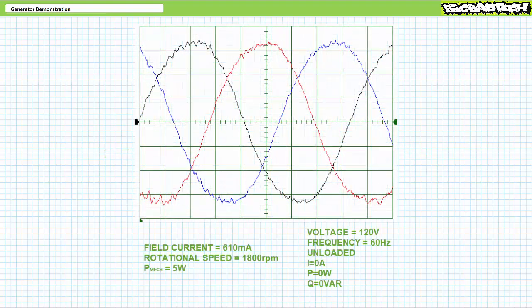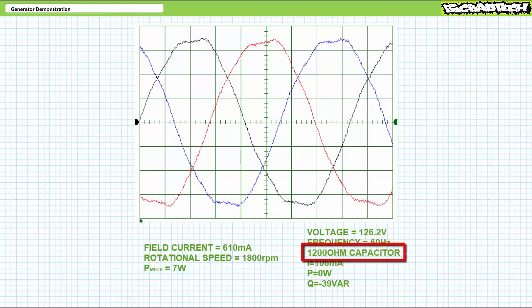We begin in the unloaded condition with roughly 610 mA of field current establishing the desired 120 volts line to neutral. You'll again note in the unloaded state that the prime mover exerts a token amount of mechanical power just to overcome friction. In this unloaded state, the load draws no current and consumes no real nor reactive power. Let's see how the system responds to a range of capacitive loads.